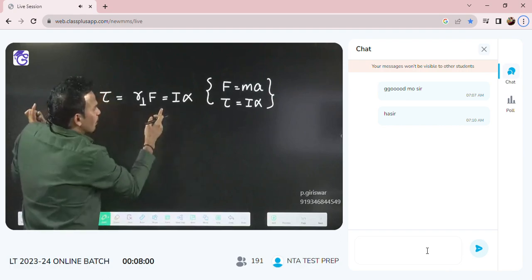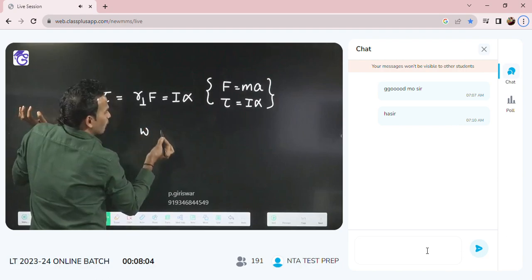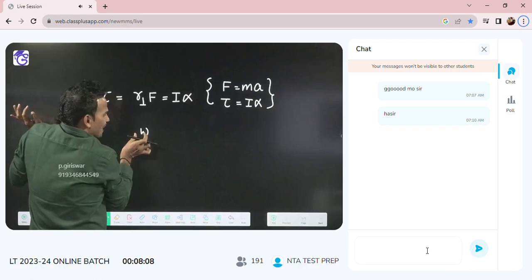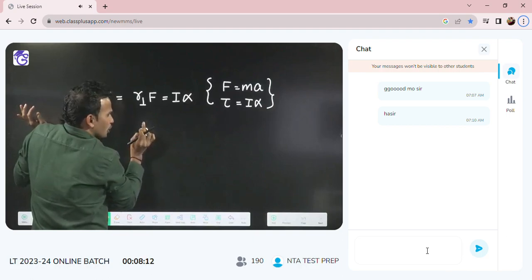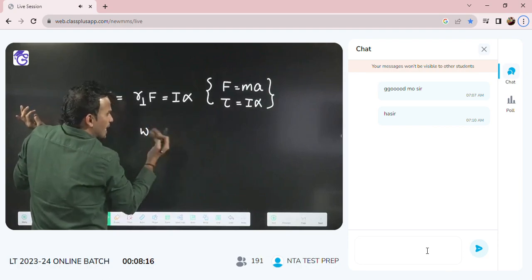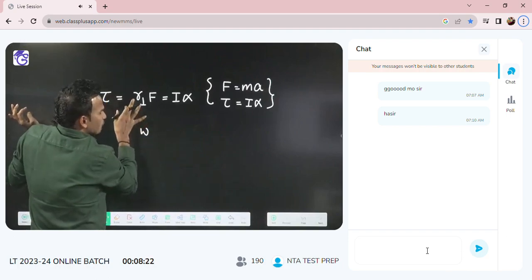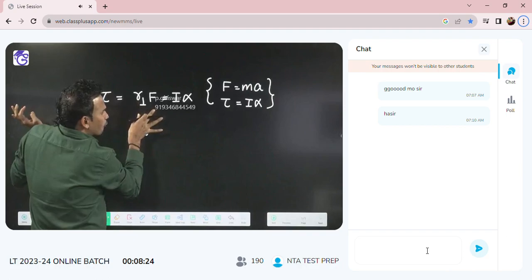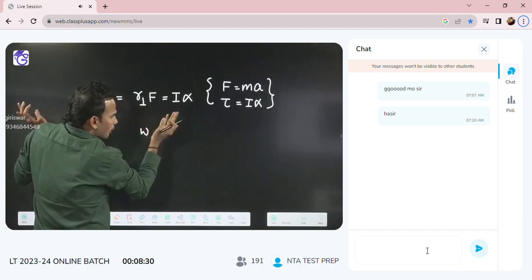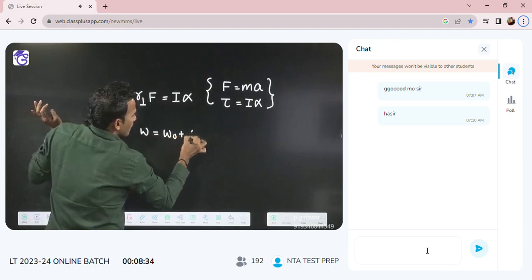And always remember, once you get alpha, you can find omega also. You can find angular velocity also. You can find angular displacement also with the help of equation of motion. The way we have equation of motion in translational motion, same equation of motion you have studied in circular motion, same equation of motion we use for rigid bodies also. So first with the help of r perpendicular into f, we will calculate torque. Then we will equate that torque to I alpha. Alpha will come. Once alpha will come, we can calculate omega. Omega equal to omega naught plus alpha t.